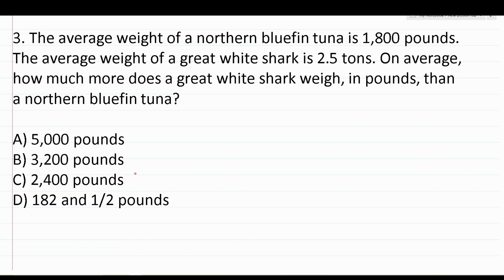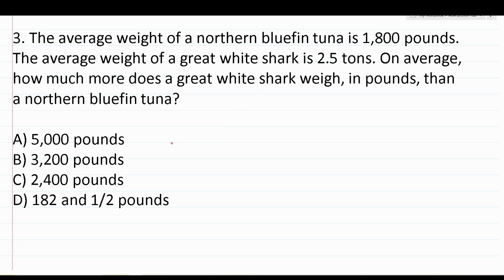$6.22. All right, so number 3 says this: the average weight of a northern bluefin tuna is 1,800 pounds. The average weight of a great white shark is 2.5 tons. On average, how much more does a great white shark weigh in pounds than a northern bluefin tuna?